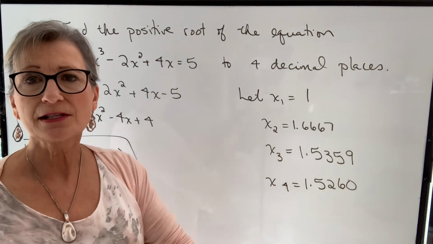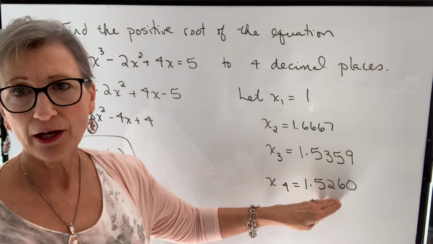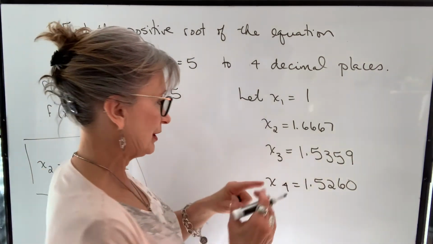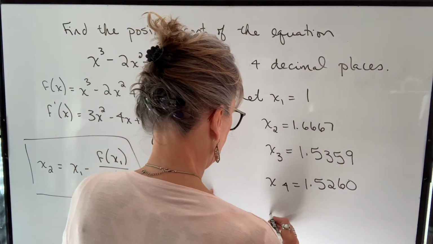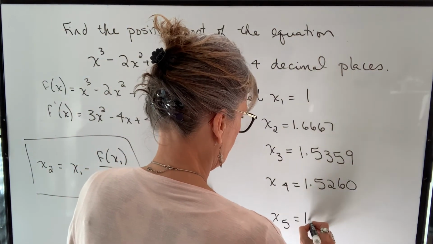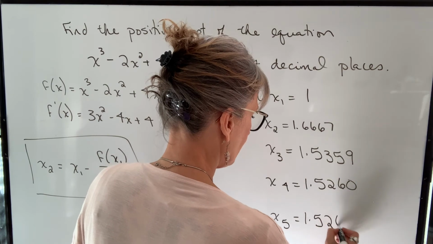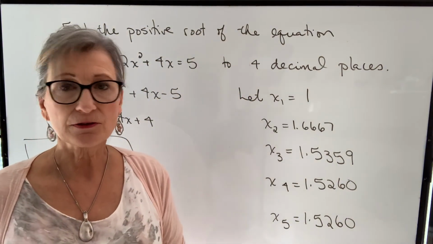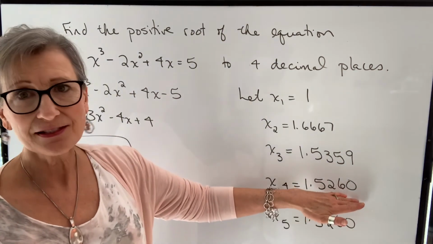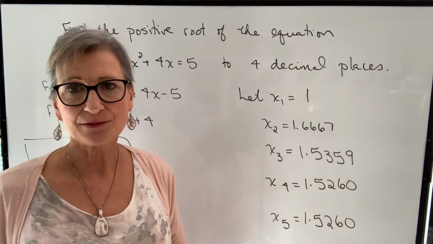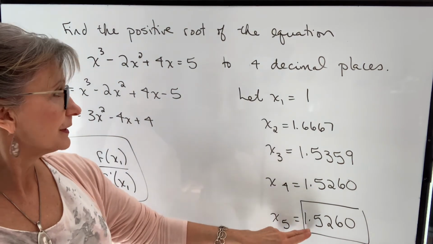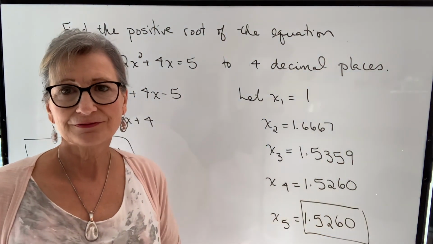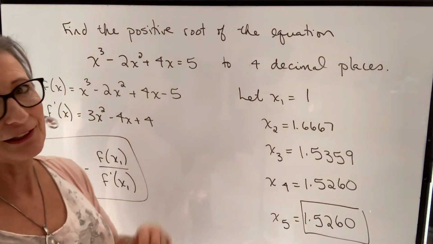So we're going to do the process again using the new value that we have for x, which is now on your calculator. Plug that into the same formula. And then when you round off to 4 decimal places, x5 should be 1.5260. Because this is the same as this, we know it's accurate to that many decimal places. So the root to this equation is 1.5260. You can always check it, plug it back in.